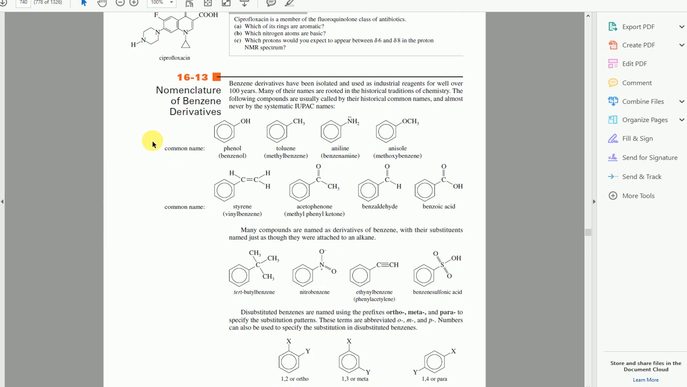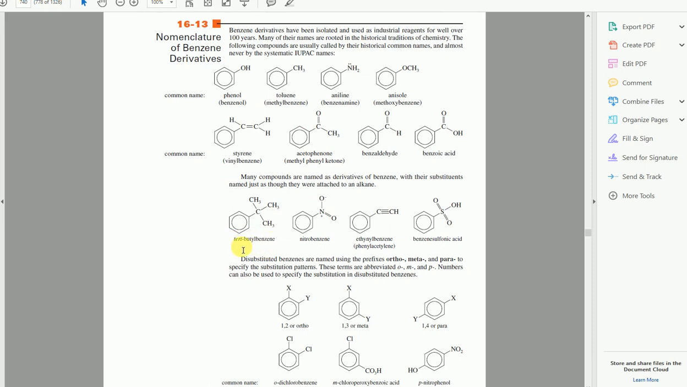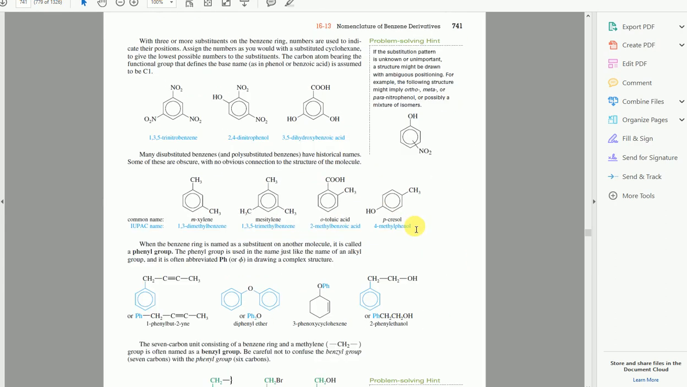So the new nomenclature is going to be knowing all the benzene derivatives and ketones, aldehydes, and just in case, I'm also going to teach you nitriles. The benzene derivatives that you need to know are phenyl, toluene, aniline, anisole, styrene, acetophenone. So this is like a basic ketone on a benzene ring. You have benzaldehyde, benzoic acid. This one I've seen before: tert-butylbenzene, nitrobenzene, and ethylbenzene, benzenesulfonic acid. I have not seen this before, but no harm in just knowing it.